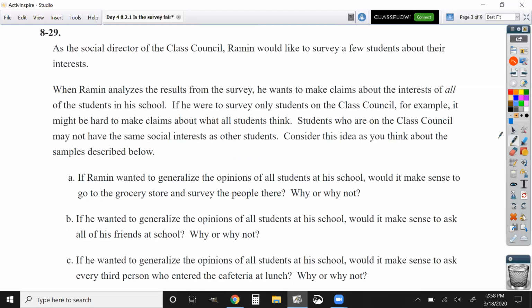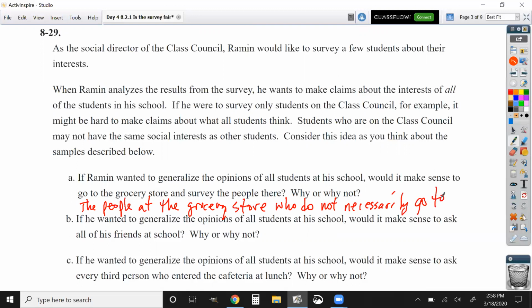I think that'd be a bad idea because the people at the grocery store that he surveys may not even go to his school. So the people at the grocery store who do not necessarily go to his school is not a good sample.